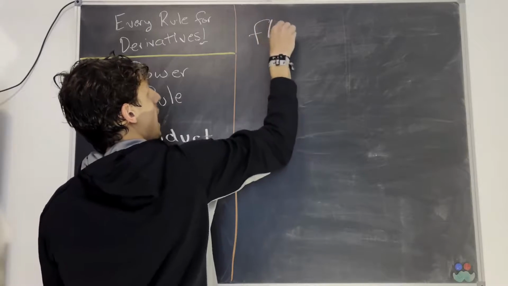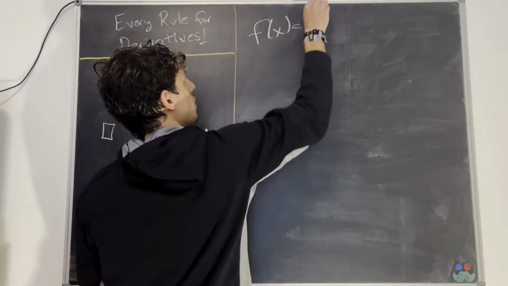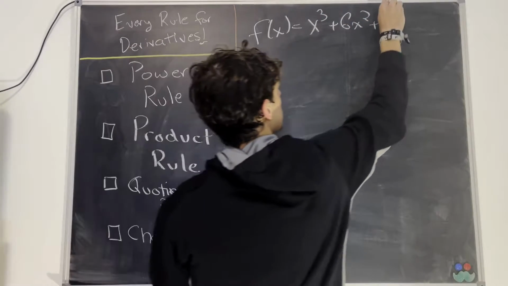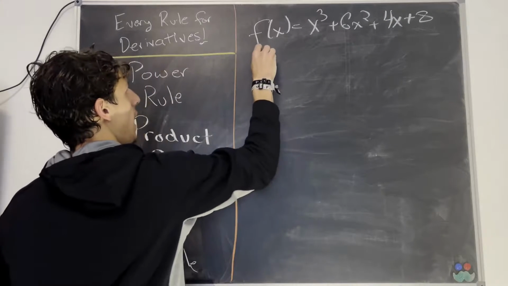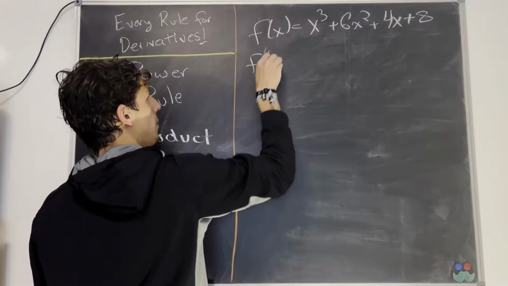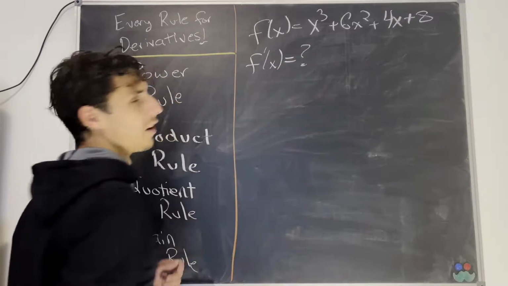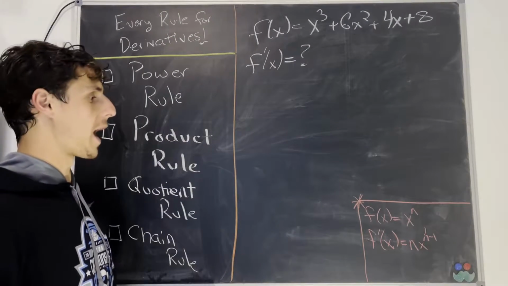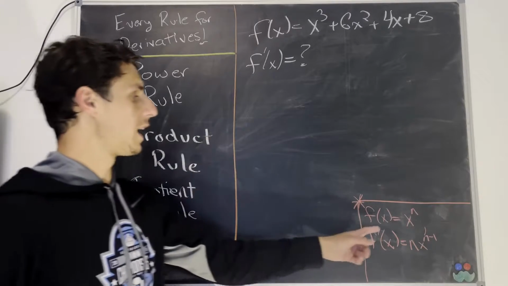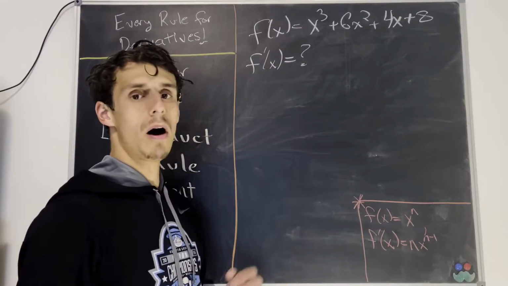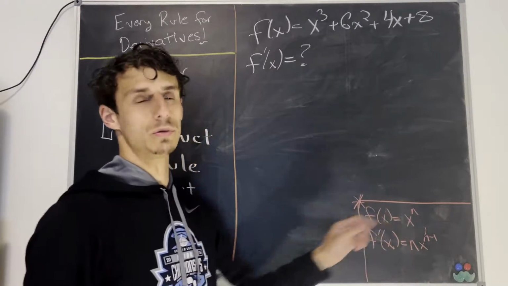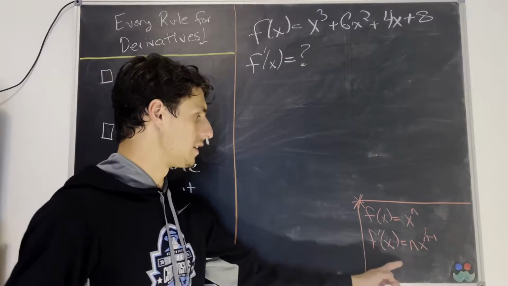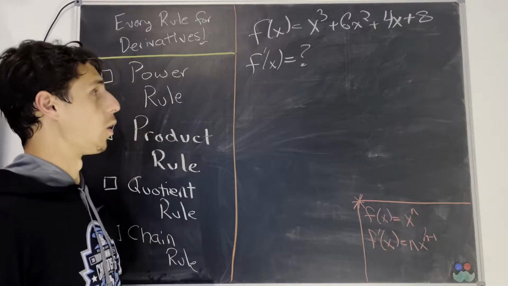Let's suppose that f of x is equal to x cubed plus 6x squared plus 4x plus 8. And we are asked to find f prime of x, which is just the derivative of f of x with regards to our variable x. So I went ahead and wrote the power rule down here in red. If we have a function that is made up of polynomial components, that is x to a power of n, then the derivative of f of x is equal to n times x to the n minus 1.